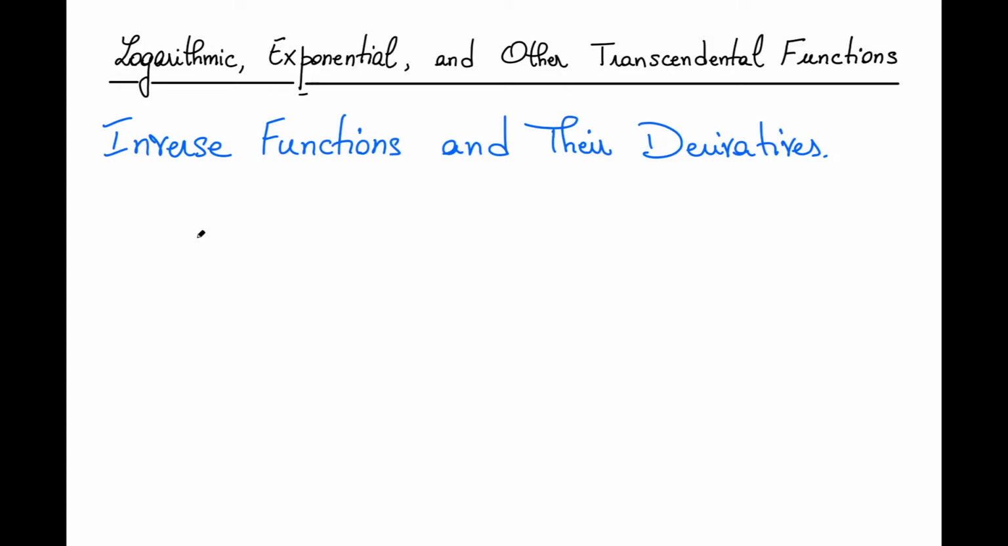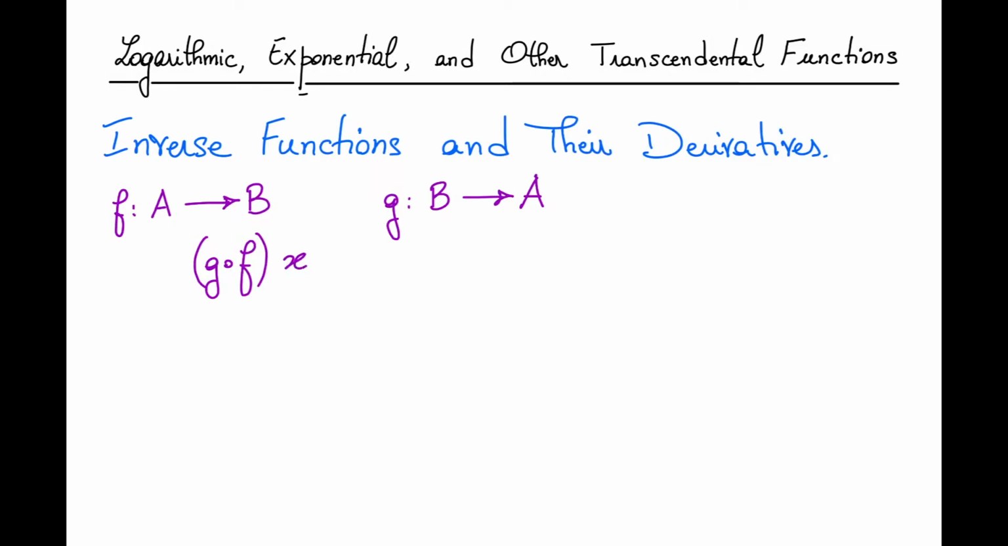If you have a function f that goes from A to B, we say that g is its inverse, that goes from B to A, provided we have the following. If you compose the two in any order, we have neutral action, which means if you plug in an x in this composite function, you get the x back, and this is for any x.